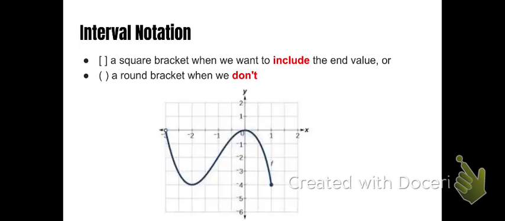What is the domain? Well, it goes from -3 all the way to 1 on the x-axis. So -3 to 1. Notice there's an open dot here at -3, so it doesn't include -3. A solid dot at 1, so it does include 1. So this is our domain. What is the range?